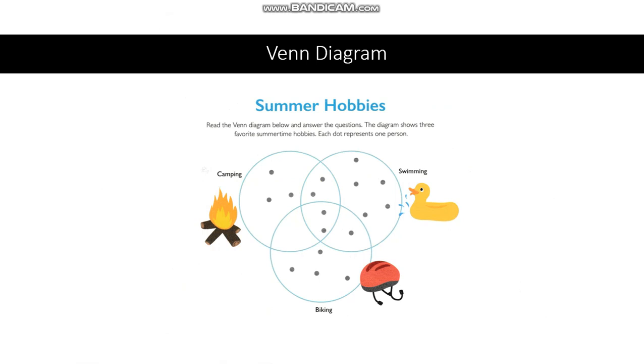Next, we have a Venn diagram. A Venn diagram, yes. This also compares and contrasts the differences of the information that is obtained. This particular diagram is showing summer hobbies. Some like to camp, some like to swim, and others like to bike. However, there are a few who enjoy doing all three. The Venn diagram can help us determine the relationship between the information in the text that we are reading.